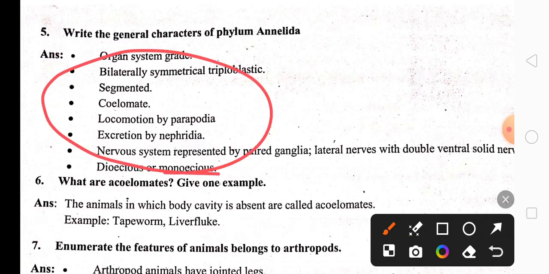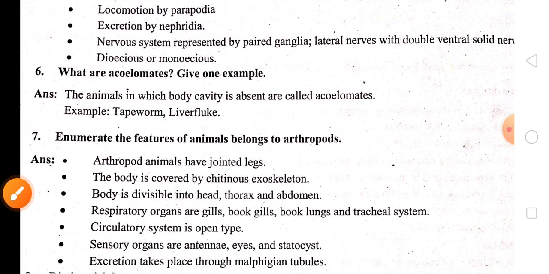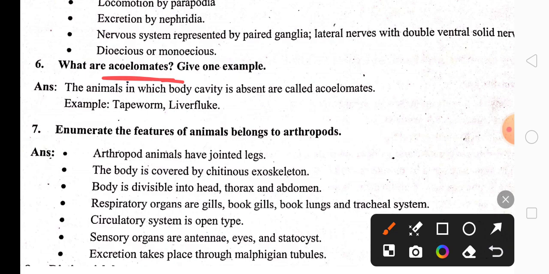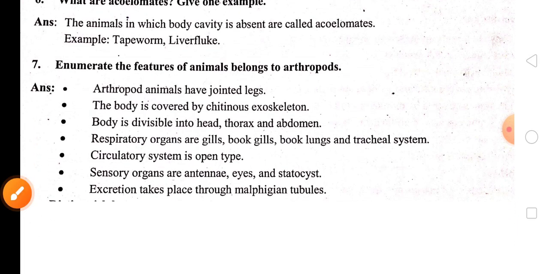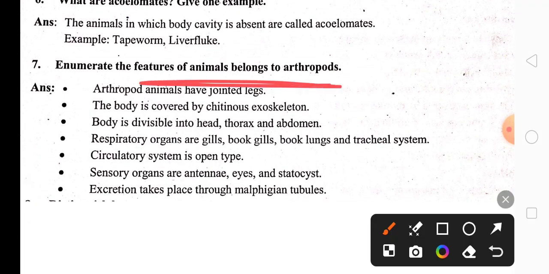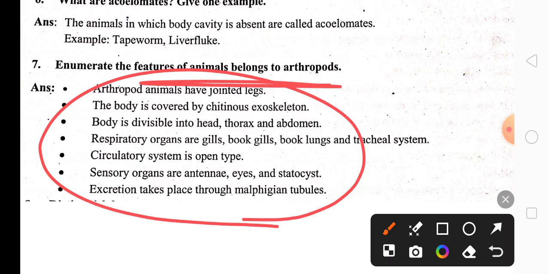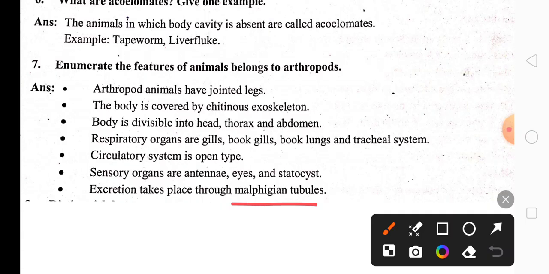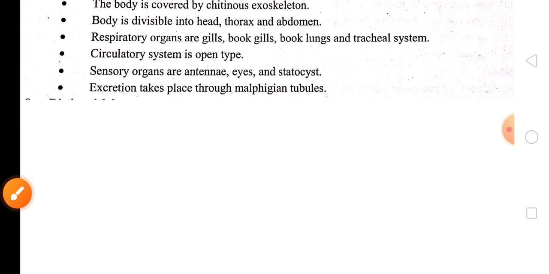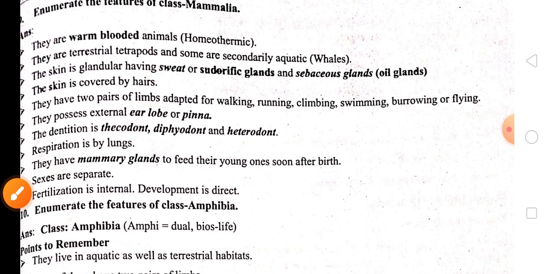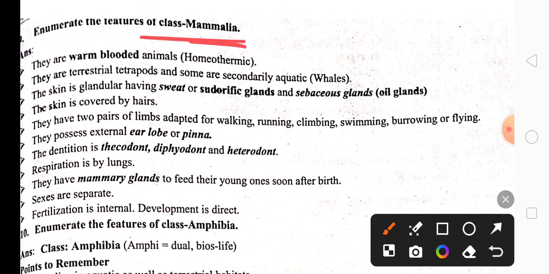Remember any 5 points of phylum Annelida, definition of acoelomates and example. For 5 marks, the features of Arthropoda are very, very important. It is the largest phylum in the animal kingdom. And remember for 1 mark the role of Malpighian tubules. It helps in excretion. Then the salient features of class Mammalia.